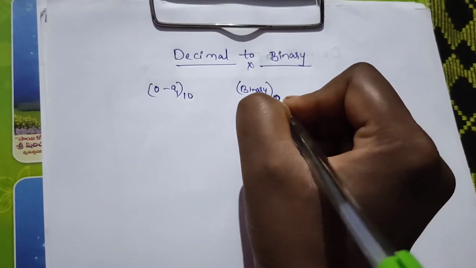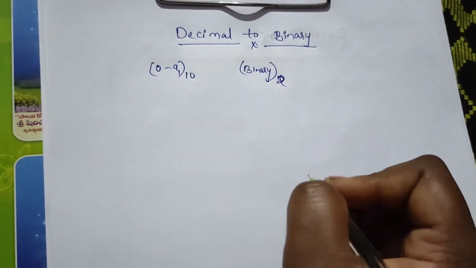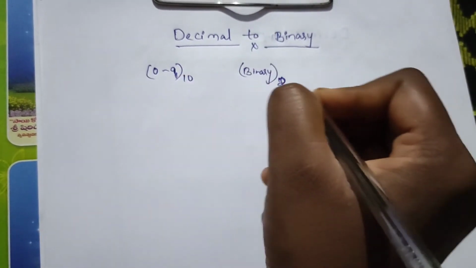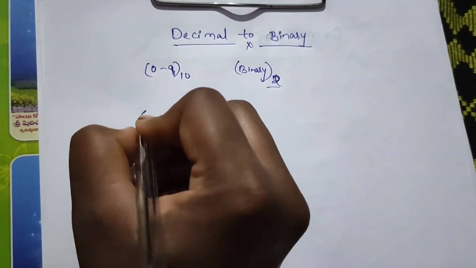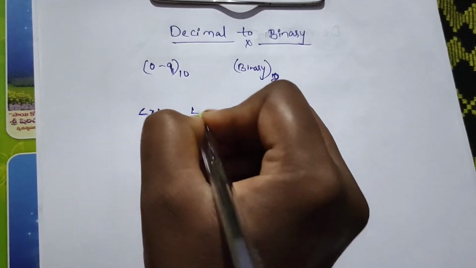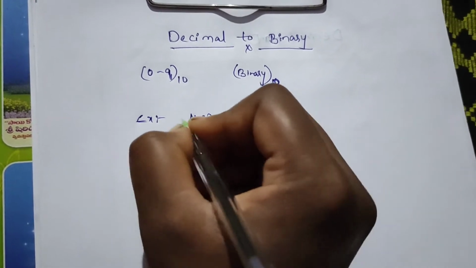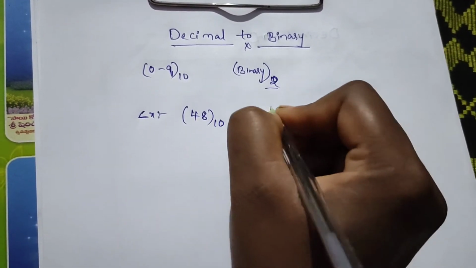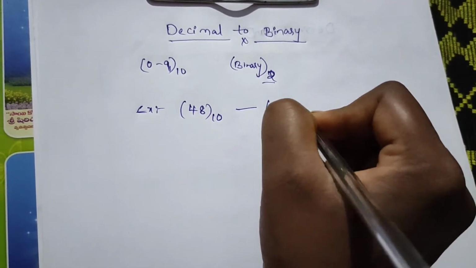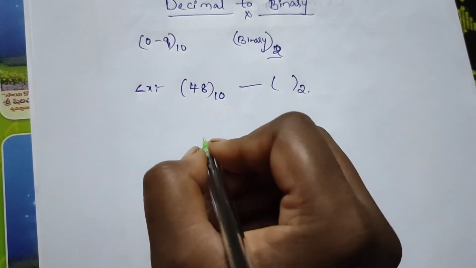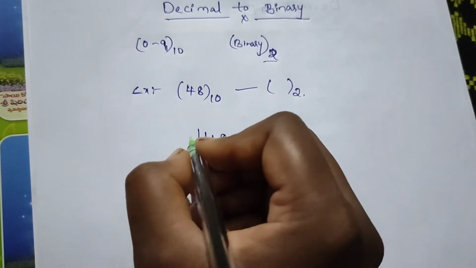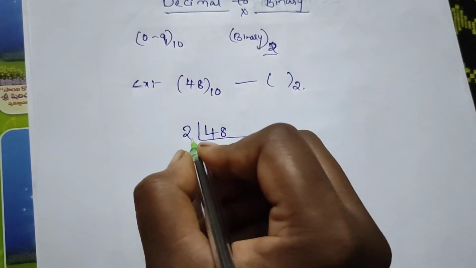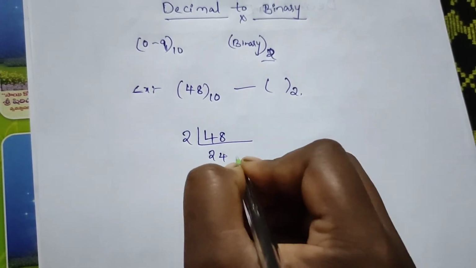So we need to base 2. So we need to divide this decimal number with 2. Let us take an example, say 48. How it is converted to binary, we will see now. So this 48 is divided with 2, the base of binary. 2 2s are 24 and remainder is 0.